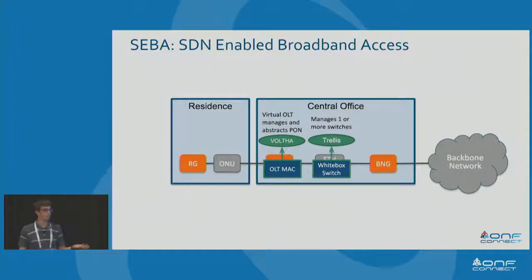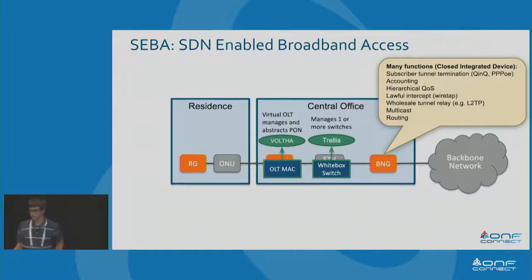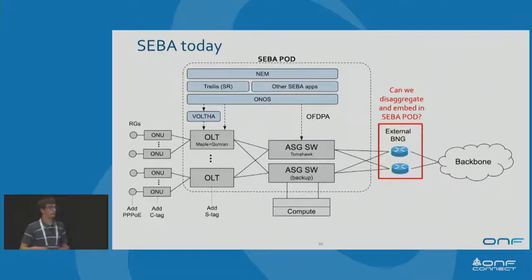So it's a black box, a fundamental black box that is implemented in almost any network operator's network. BNG implements many functions. Some of them are operator specific, but many of them are common to all the operators, like, for example, subscriber tunnel termination, QinQ, or PPPoE, accounting, hierarchical QoS, lawful intercept, and so on. So this is the SEBA pod today, SEBA 2.0. We have open hardware, such as the OLT and the aggregation switches, managed by open source software like ONOS, Voltha, and NEM. But still, the BNG is external to the SEBA pod.